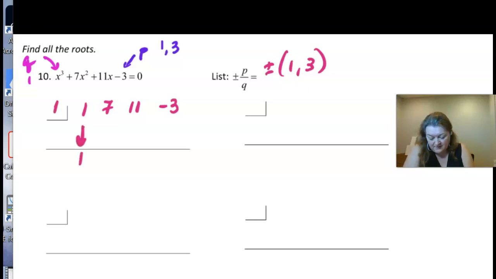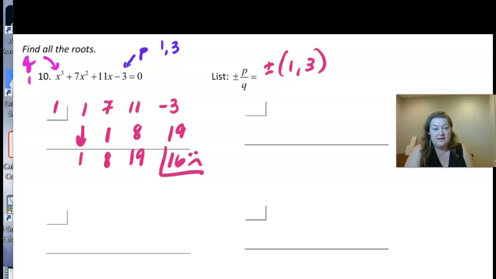All right, bring down the 1. 1 times 1 is 1. Add straight down, we get an 8. 8 times 1 is 8. Add straight down, we get a 19. Oh, sad day. It is not a 0. It does not work. So I have to try it again.